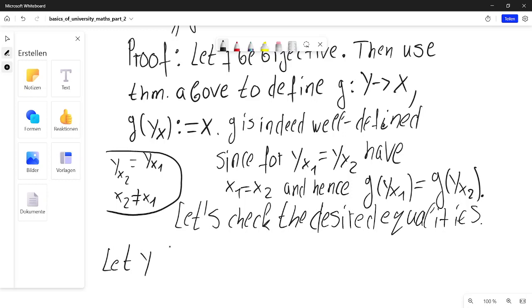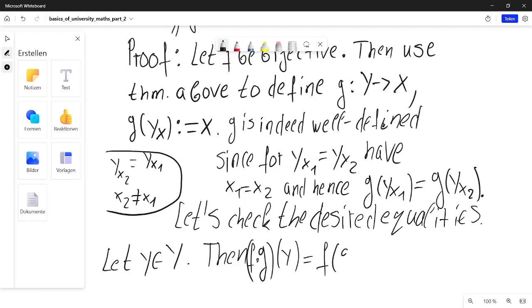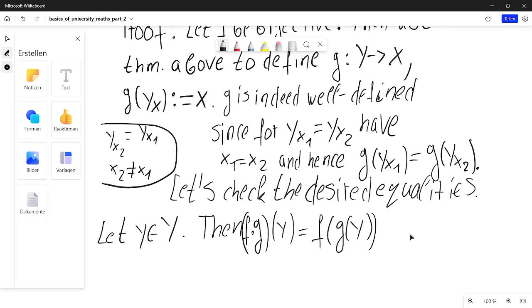Let y be an element of Y. Then by the relation, g of y is equal, as you recall, to f of g of y, just by definition of composition, right? And then we have to look at how that is defined. Just f.